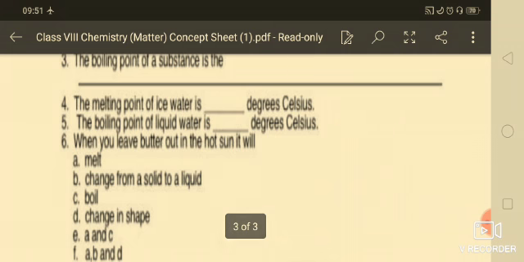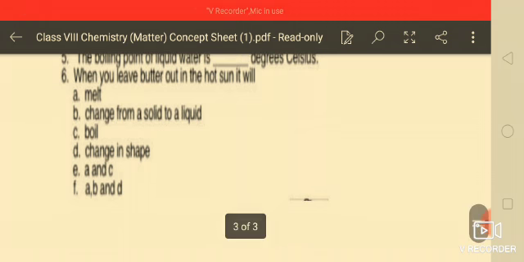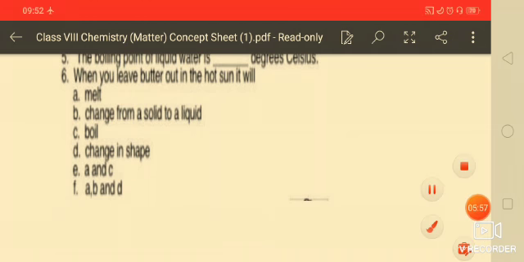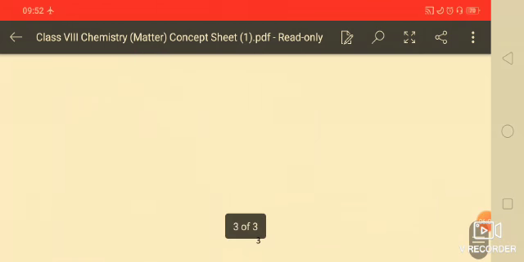When you leave butter out in the hot sun, it will melt. First is an option, and second, change from a solid to liquid. Third, it will start to boil, and fourth, change in shape. So you know that the first, second and fourth options are correct. So your correct option is A, B and D.